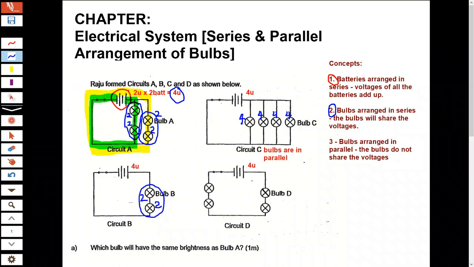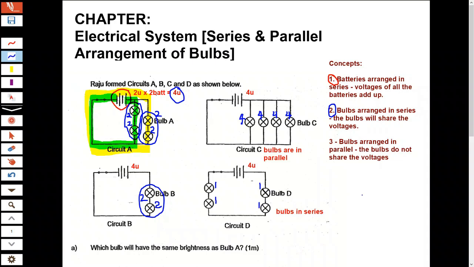And now the last circuit, which is circuit D, you will realize that there are 4 bulbs and these 4 bulbs are arranged in series. So this one is bulbs in series. Okay, so once the bulbs are arranged in series, we'll apply concept number 2, which means the bulbs will share the electric current. So that means over here 4 units divided by 4 bulbs will receive 1 unit, 1 unit, 1 unit, 1 unit. Okay, so these are the 2 things that we need to do first.